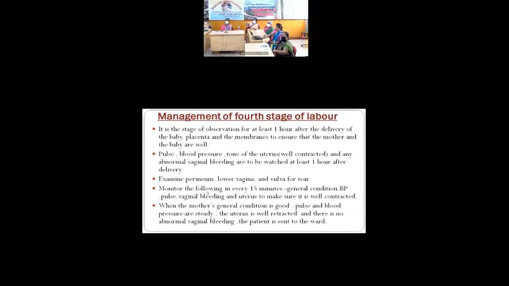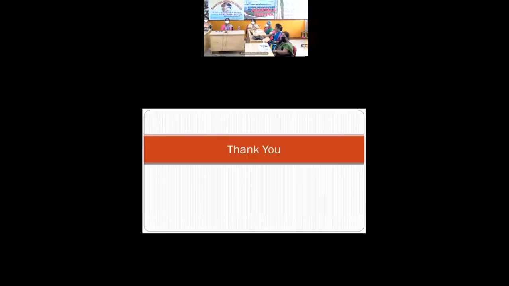Examine the perineum, lower vagina, and vulva for tear. Monitor the following every 15 minutes: general condition, BP, pulse, vaginal bleeding, and uterus to make sure that it is well contracted. When the mother's general condition is good, pulse and blood pressure are steady, the uterus is well contracted, and there is no abnormal vaginal bleeding, the patient is sent to the ward.